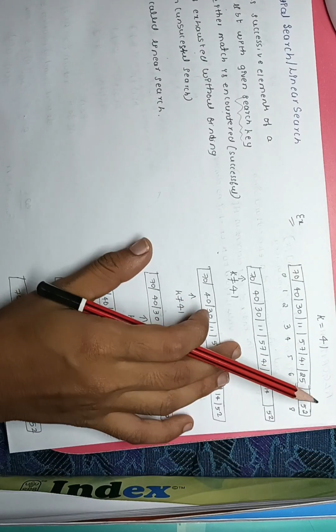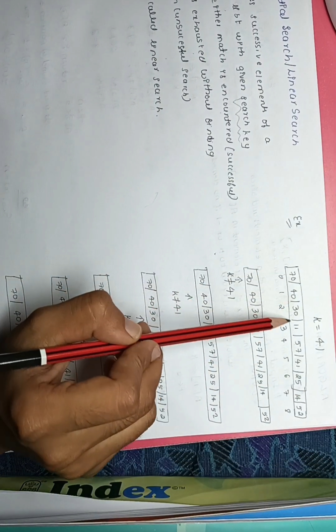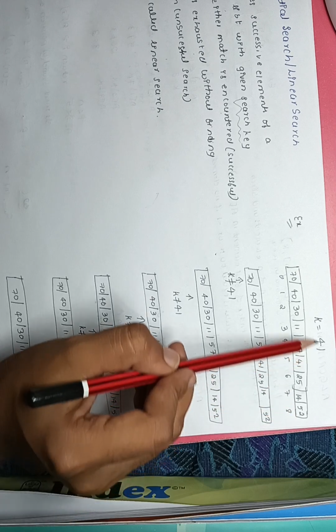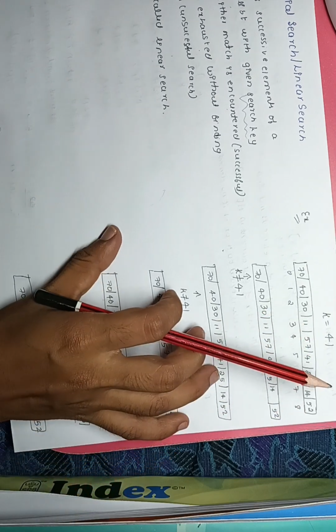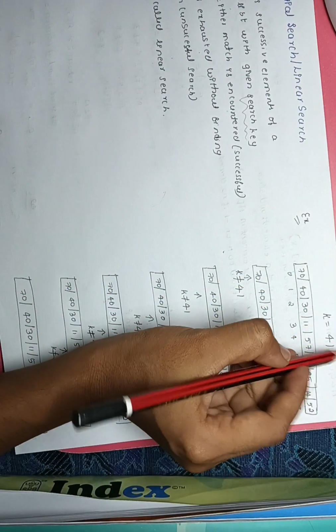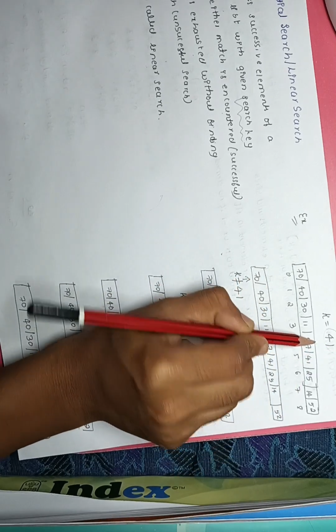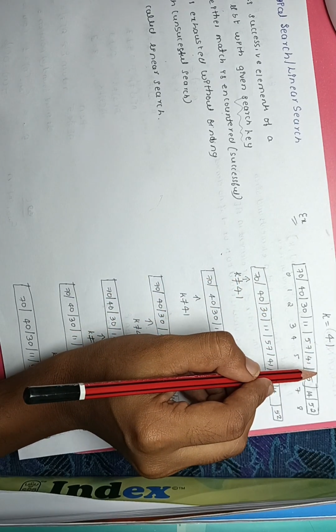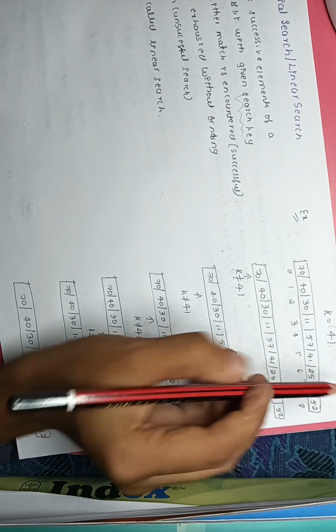For example, we have the elements 70, 40, 30, 11, 57, 41, 25, 49, 52. The key value is 41. We have to check whether 41 is present in the list. If it is present, then return it, or else return unsuccessful search.